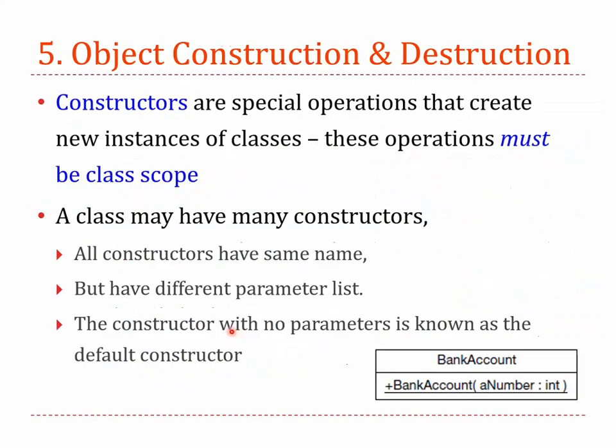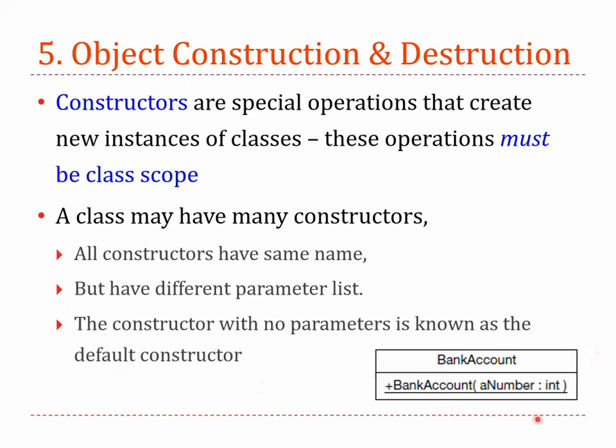Finally, let us discuss object construction and destruction. Whenever an object is created, a special method called a constructor is automatically executed. The constructor initializes the object and prepares it for use. A class can have multiple constructors with different parameter lists. This concept is called constructor overloading. A constructor without any parameter is called a default constructor.